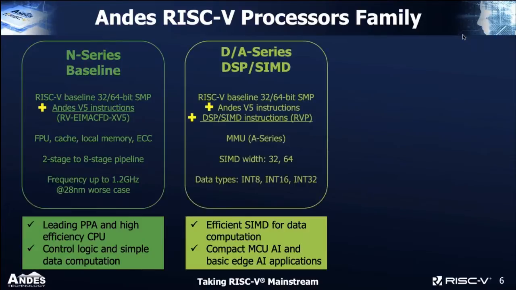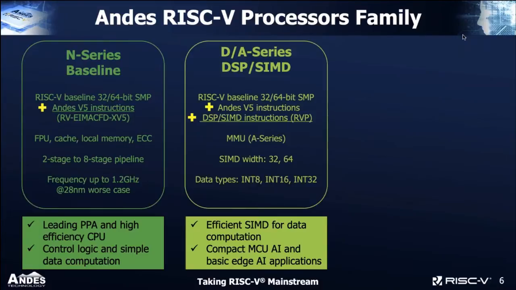Moving up in performance, we have the D-series and A-series processors. These are enabled with our DSP or PAC-SIMD instructions, which are defined in a draft P extension of the RISC-V specification. They are built on top of our baseline N-series processor, and we include DSP SIMD instructions. The A-series specifically has a memory management unit for virtual memory, to run Linux. The SIMD width follows the XLEN, or processor width.